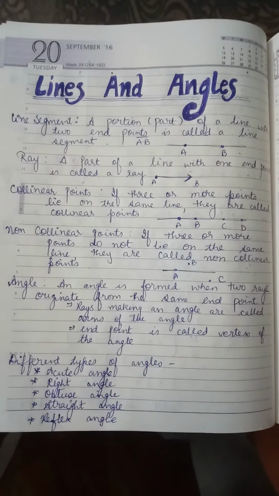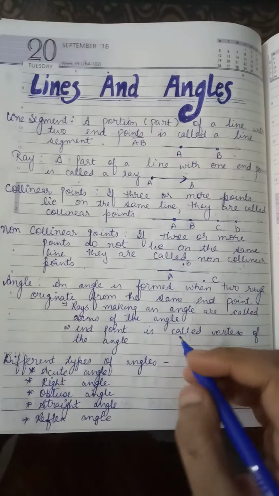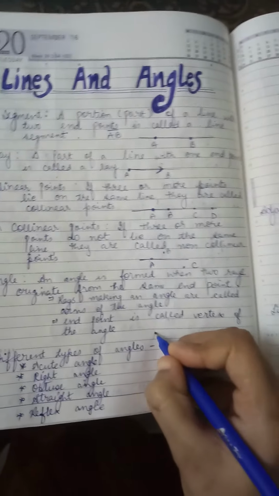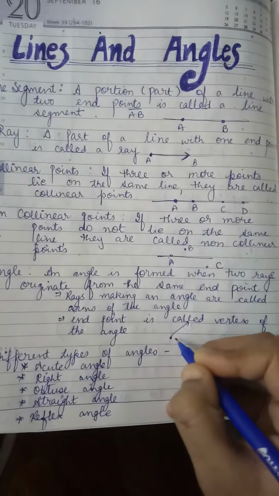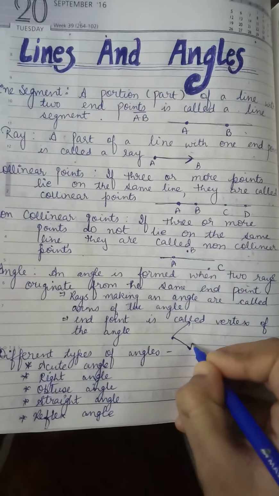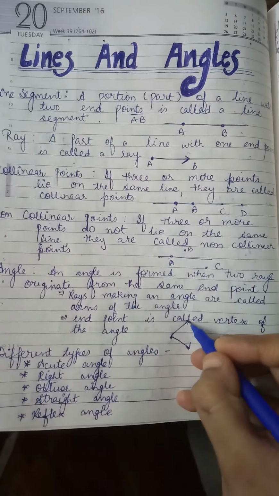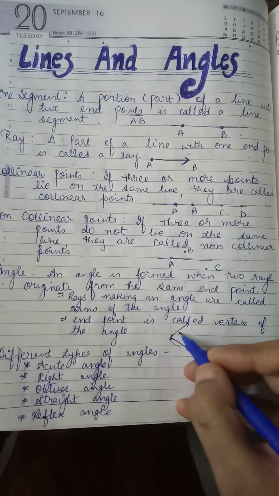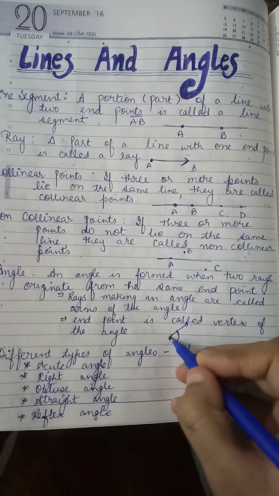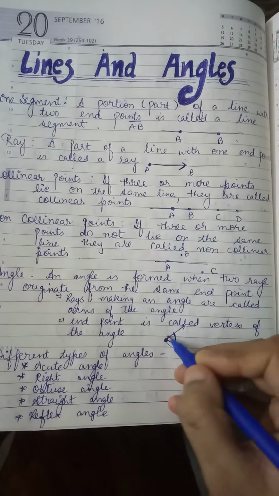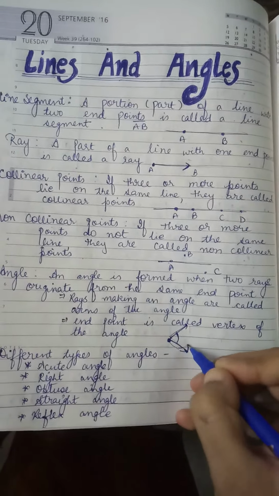Angle. An angle is formed when two rays originate from the same point. That means here, from the same point, two rays are originating from the same endpoint. Rays making an angle are called the arms. These two are the arms of the angle, and the endpoint is called the vertex of the angle. This is the vertex and these are the arms of the angle.